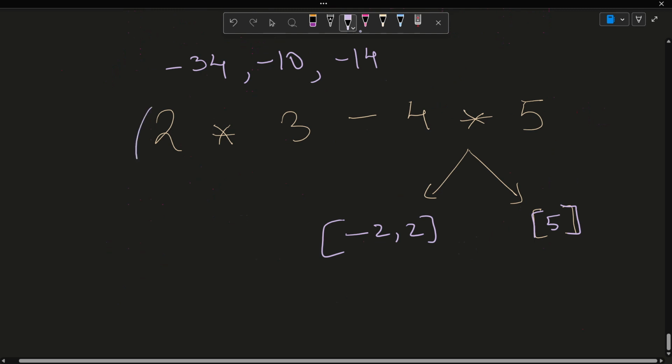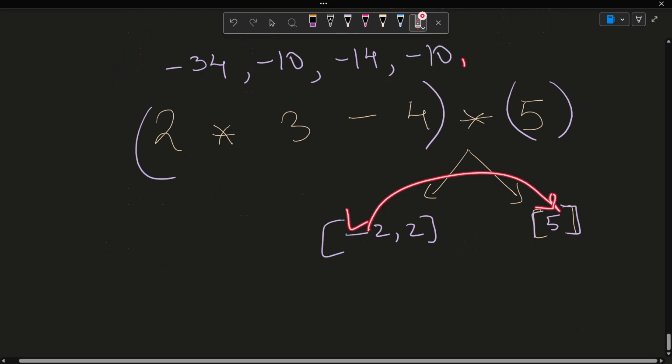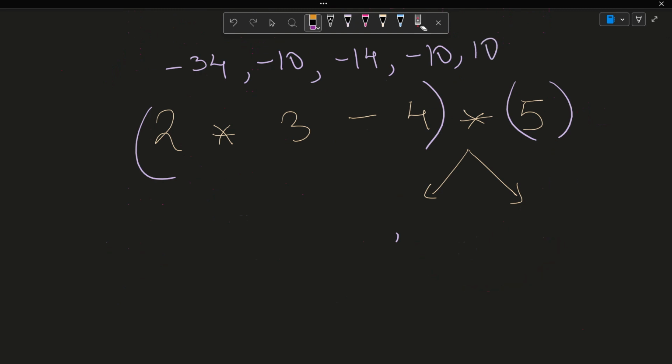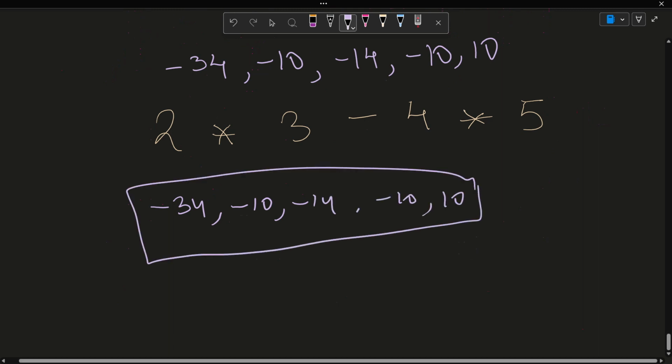Now how do we solve for this whole expression? And for this we just do the multiplication element wise. This would be what? We would get minus 10 when multiplying this with this, and we would also get positive 10 by multiplying this and this. If you see, we are done with this expression, and now what we are remaining with is minus 34, minus 10, minus 14, minus 10, and 10, and this works well.